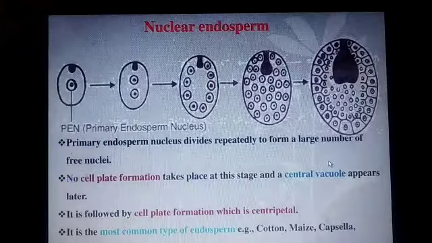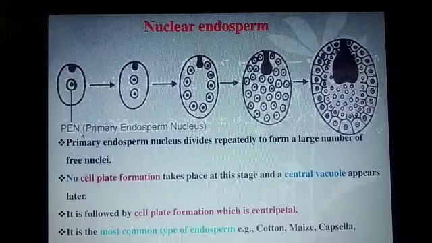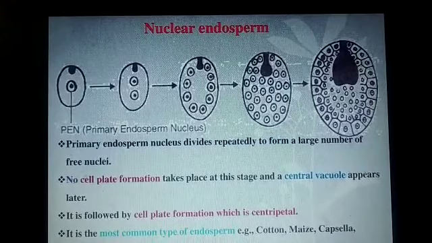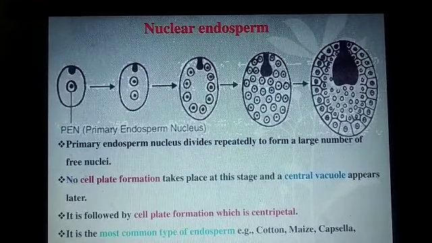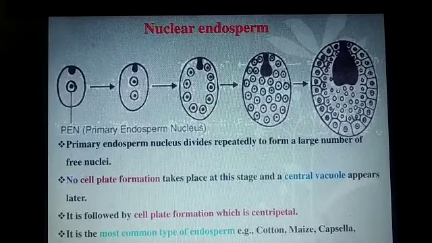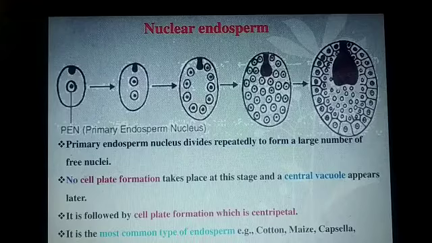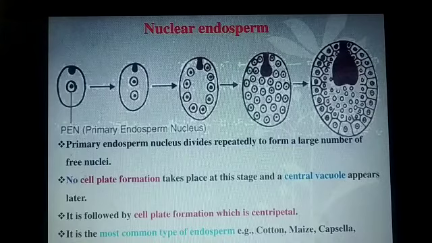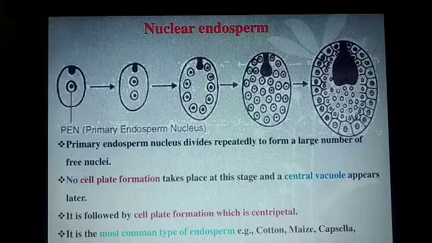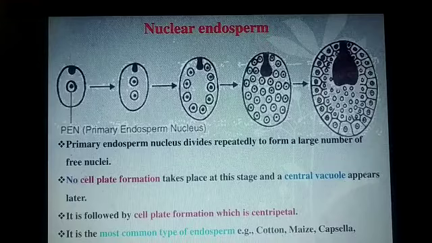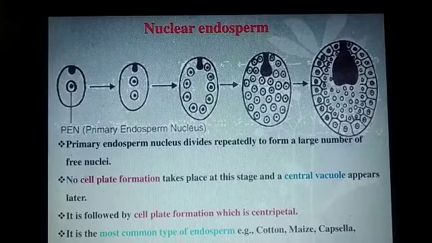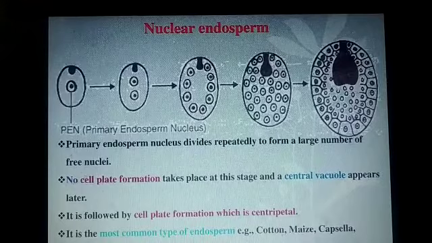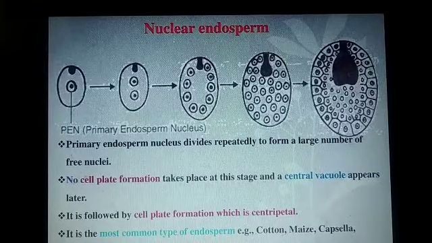So first of all, we read nuclear endosperm. What happens in nuclear endosperm? In the primary endosperm, the nucleus divides rapidly to form a large number of free nuclei. There is no cell plate formation. Cell plate formation, that means cytokinesis, does not occur. So what happens? A central vacuole appears later. It is followed by cell plate formation, which is centripetal. It is the most common type of endosperm, which is present in coconut. In coconut, the liquid inside is the milk. It is showing the free nuclear endosperm.